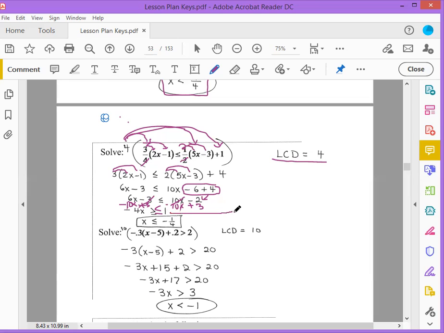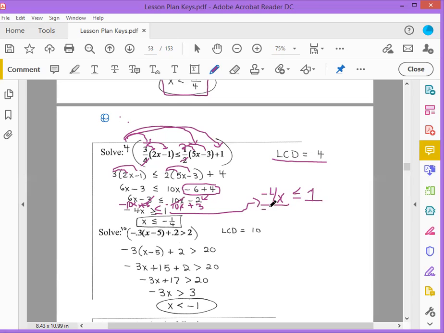All right, so let me rewrite where we are. We have negative 4x on the left side of the inequality. We have less than or equal to. And on the right side of the inequality, we had negative 2 plus 3. That gave us 1.